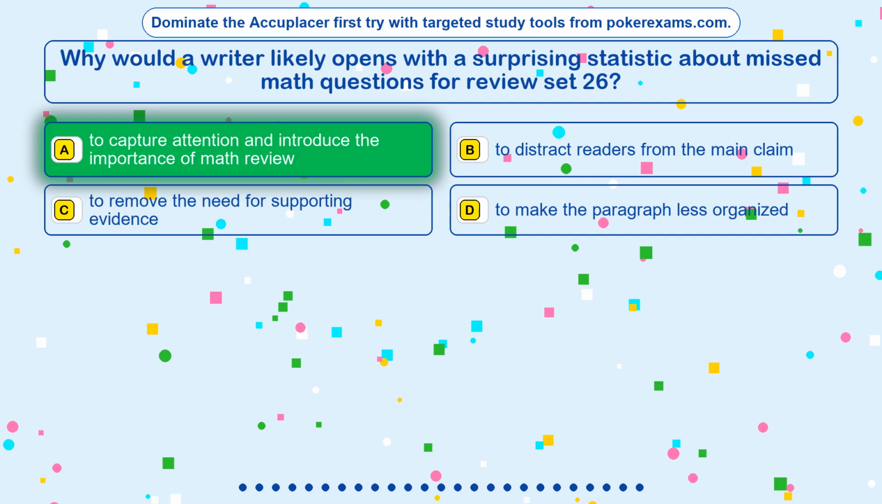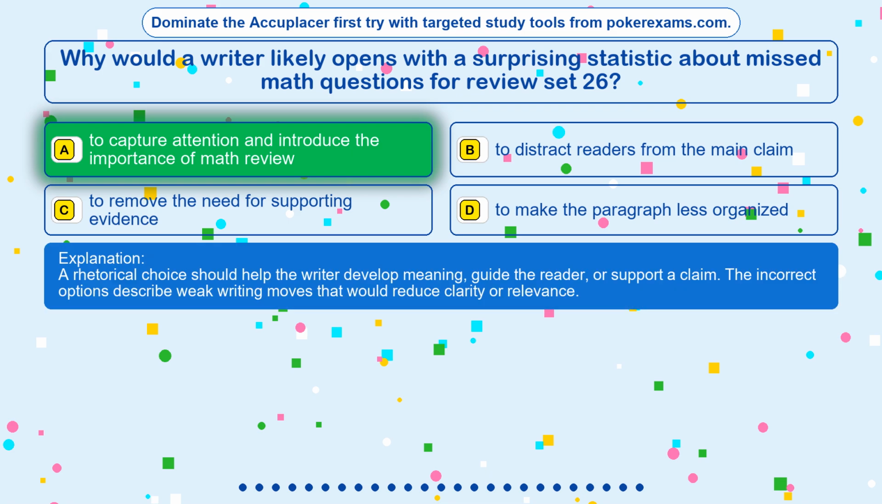The correct answer is option A, to capture attention and introduce the importance of math review. A rhetorical choice should help the writer develop meaning, guide the reader, or support a claim. The incorrect options describe weak writing moves that would reduce clarity or relevance.